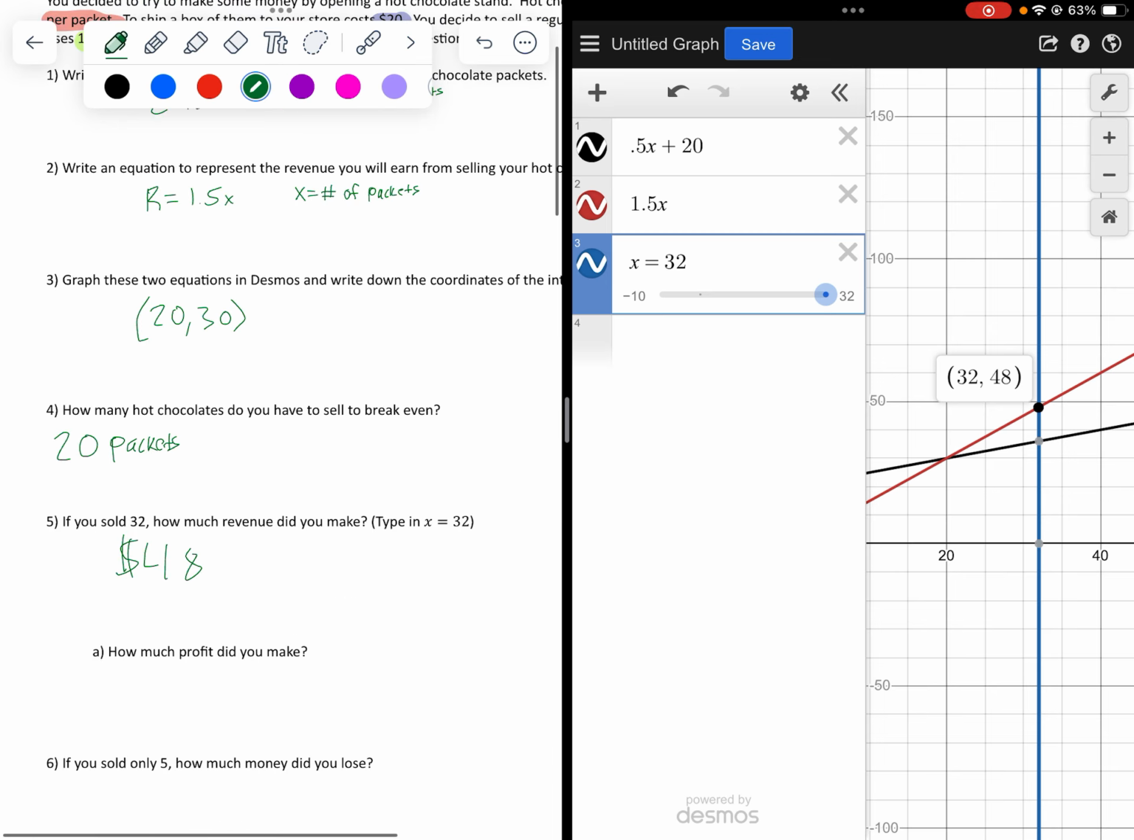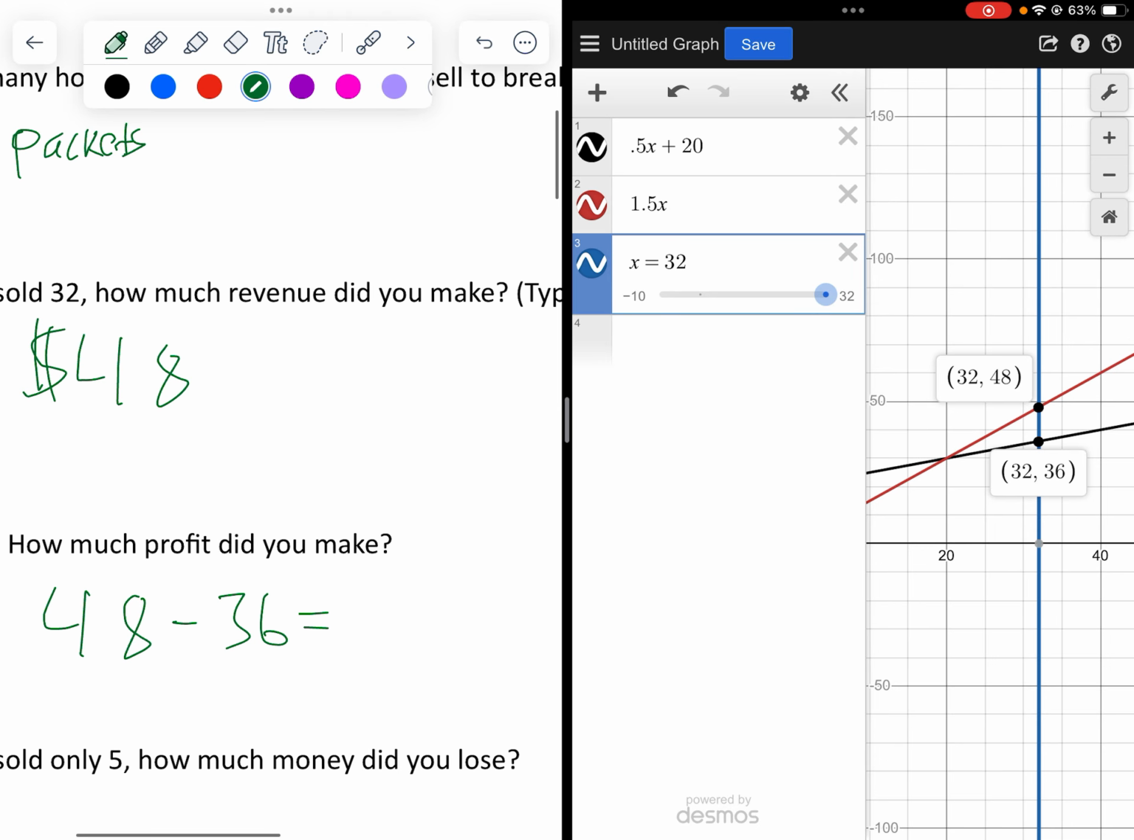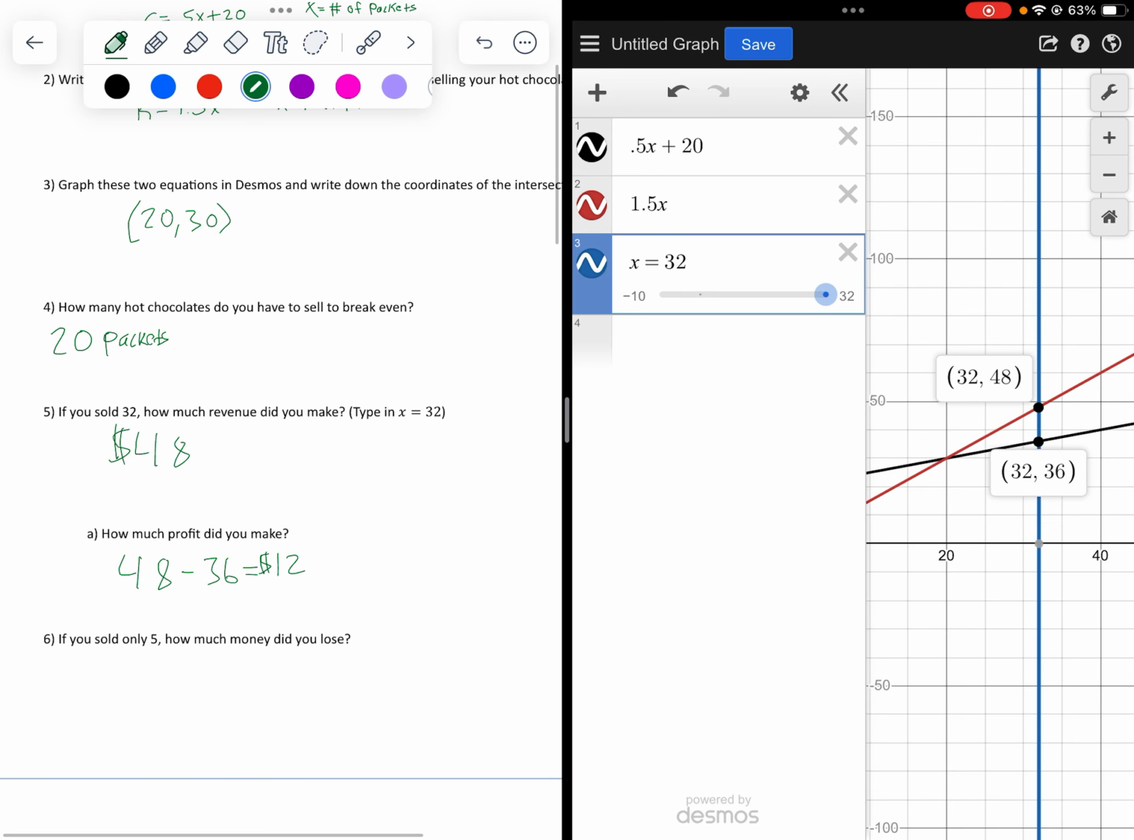And how much profit did you make? Well, we spent $36 on the packets, right? So we made $48. We spent $36. That means the profit, which is revenue minus cost, is $12, okay? And this is kind of what you're doing.